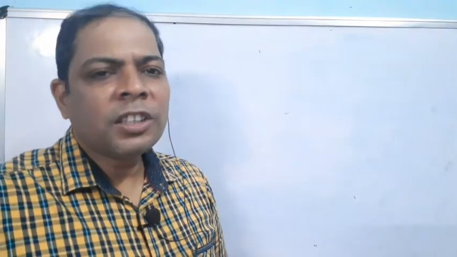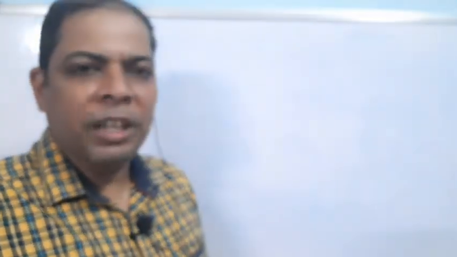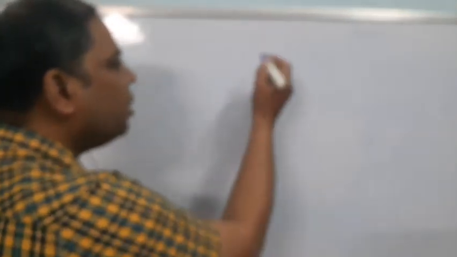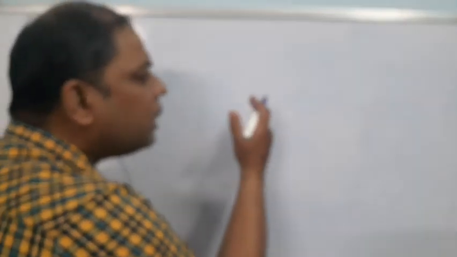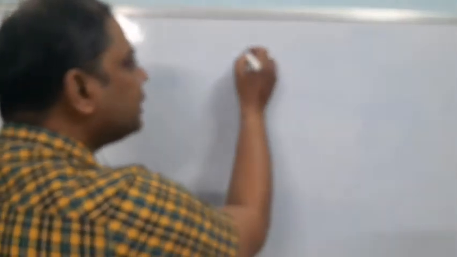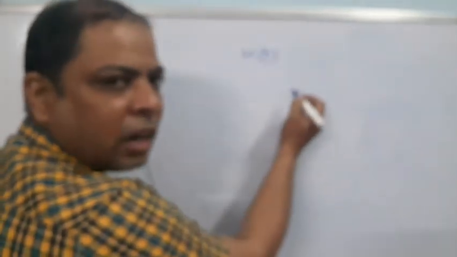Hello friends, let us continue again the shifting property. In my last lecture I have covered the shifting property, how you will shift a signal. Suppose there is a signal u(t). I have told how to shift the signal towards right or towards left.